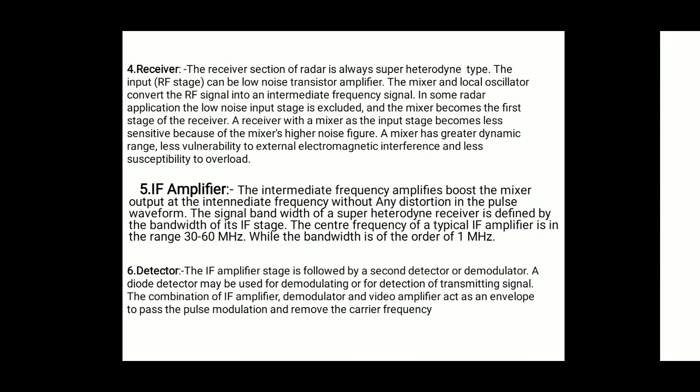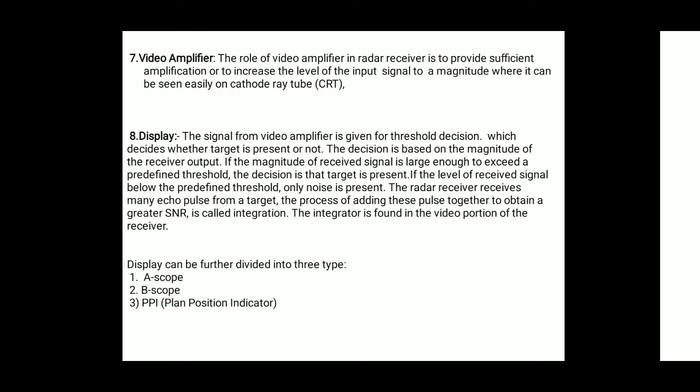Detector. The IF amplifier stage is followed by a second detector or demodulator. A diode detector may be used for the demodulating or detection of the transmitted signal. The combination of IF amplifier, demodulator and video amplifier acts as an envelope detector to pass the pulse modulation and remove the carrier frequency.